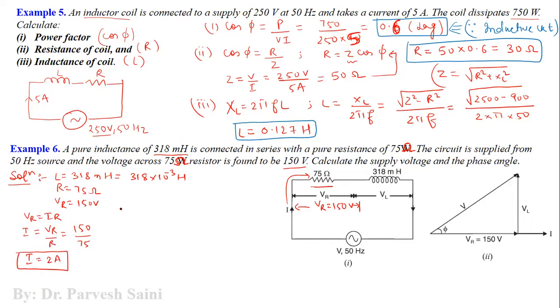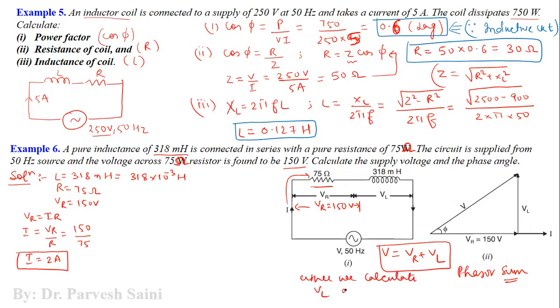This is one thing. Now we have to find out the supply voltage. We know that V is equal to VR plus VL. If we can find VL, it would be easy; this is a phasor sum basically. So we can find V easily. There are two ways to find V: either we calculate VL, or we calculate Z, because V is equal to I Z. I has been calculated.